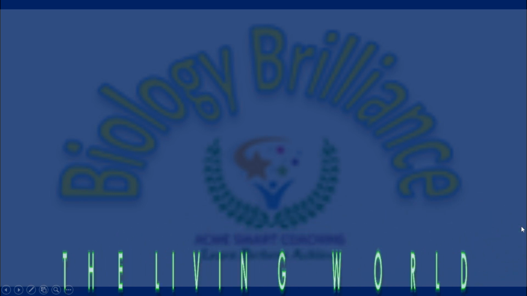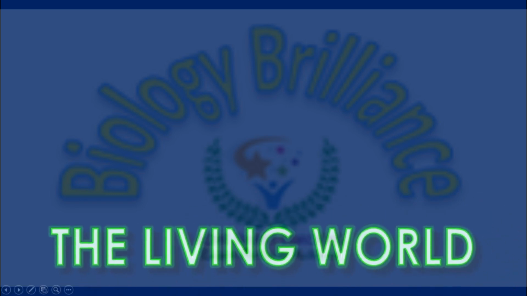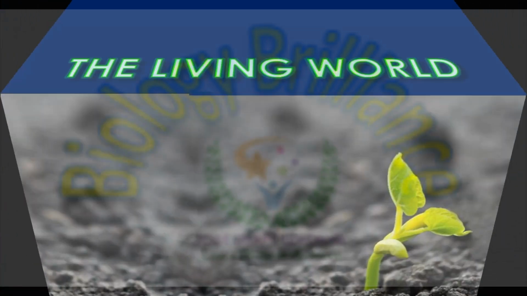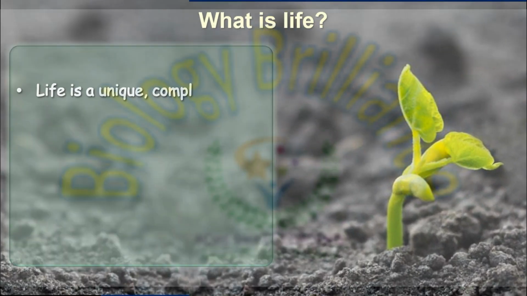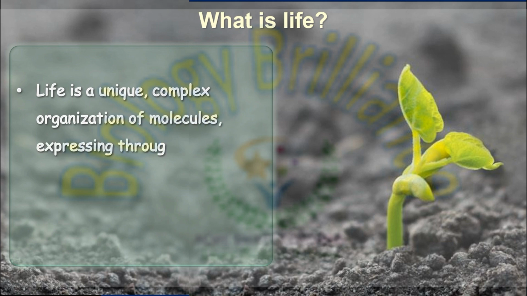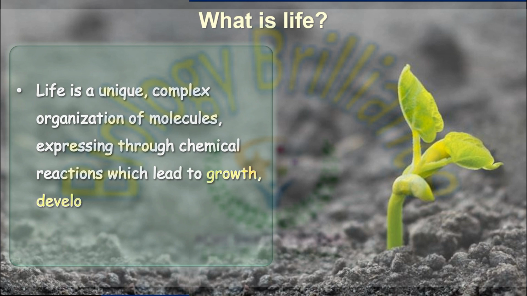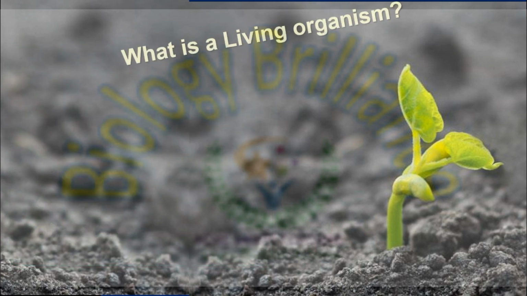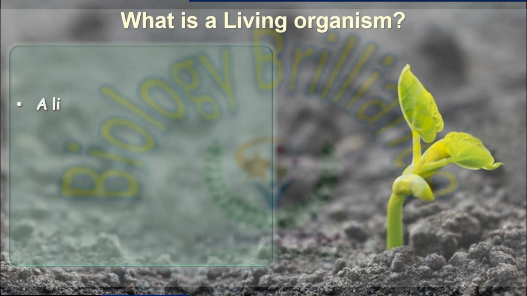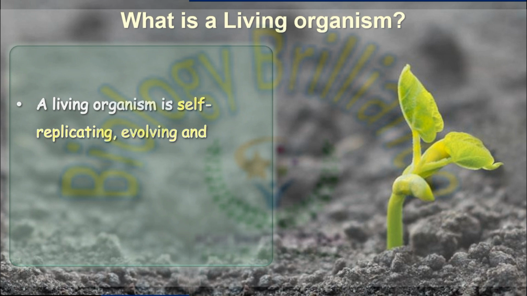In today's video, we will study what is living from the chapter The Living World. So, let us begin with what is life. Life is a unique, complex organization of molecules, expressing through chemical reactions which lead to growth, development, responsiveness, adaptation and reproduction. Now, what is a living organism? A living organism is a self-replicating, evolving and self-regulating interactive system capable of responding to external stimuli.